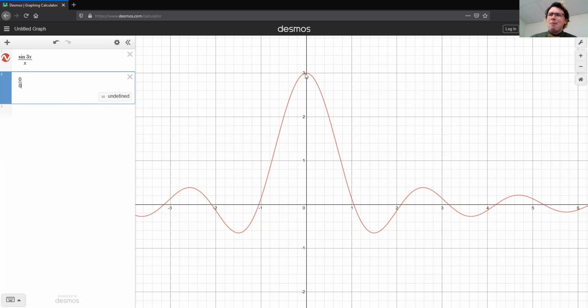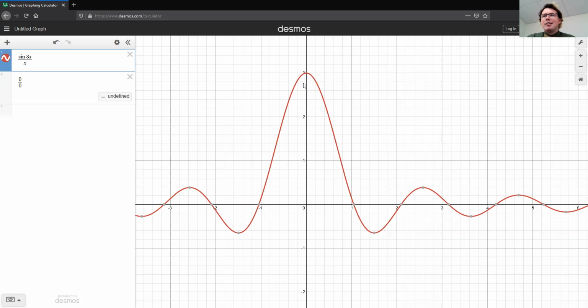So what exactly is happening at this point? X coordinate 0, and it looks like the y coordinate should be 3. If I do my tracing again, when I get there, Desmos is even telling me that at x coordinate 0, sine of 3x divided by x is undefined. And so you can see that little hole they have put in there when I hover my mouse over it. So what gives?